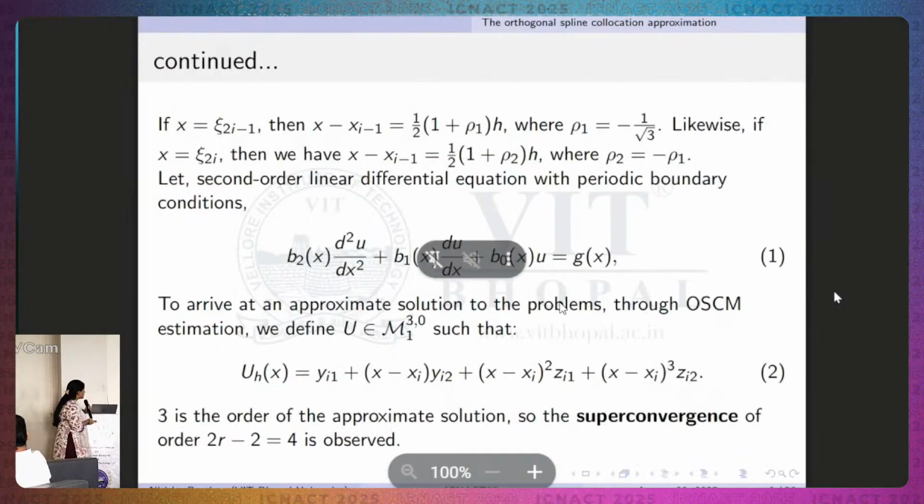So here we define M_3^1, which denotes C1 continuously differentiable functions with polynomials of degree 3. Then another space M_3^1,0, which is our boundary condition space. And we use the monomial basis function. We choose 2-point Gauss. Now let's consider the second order linear differential equation with periodic boundary condition, like equation 1.